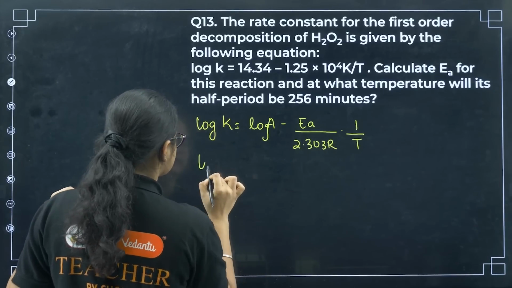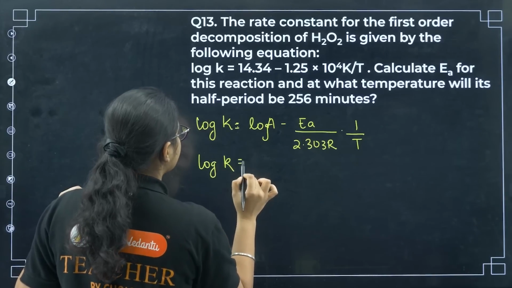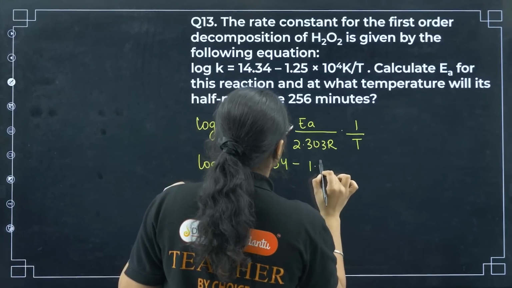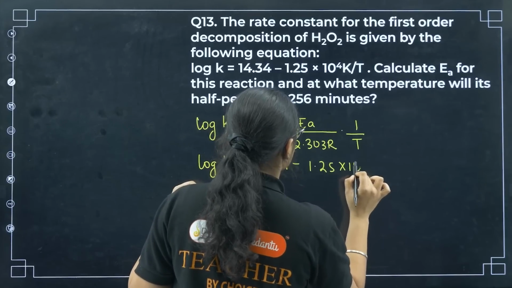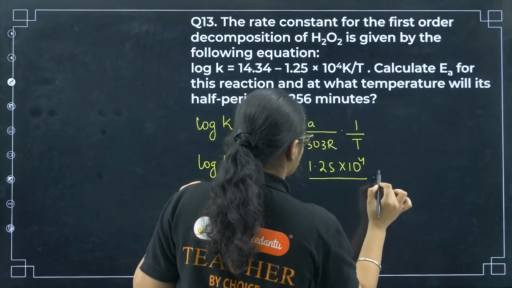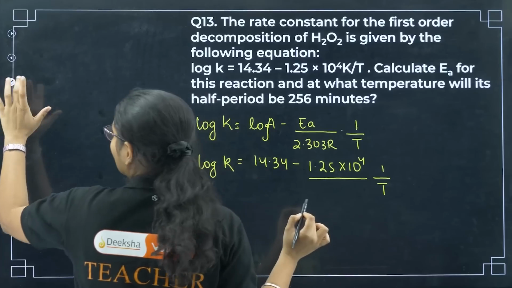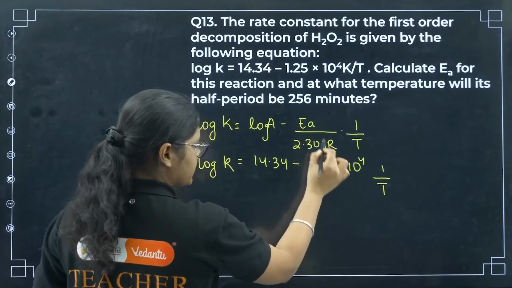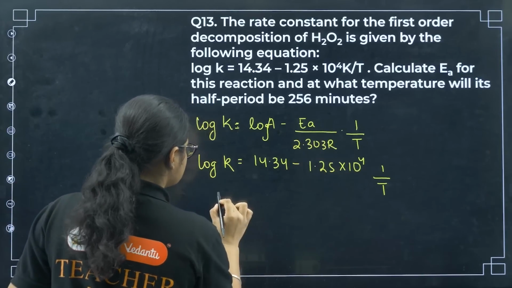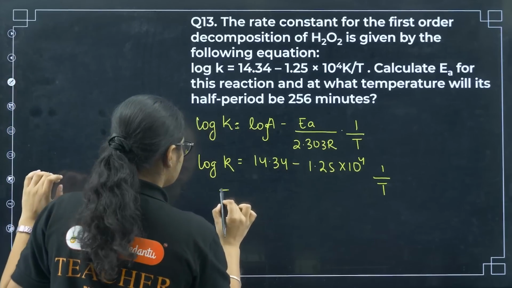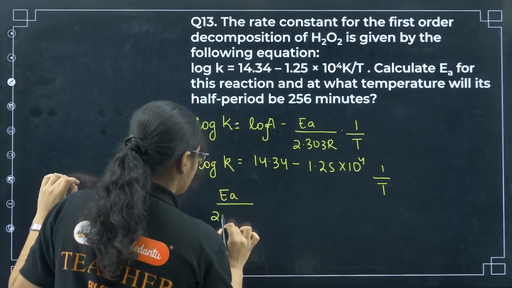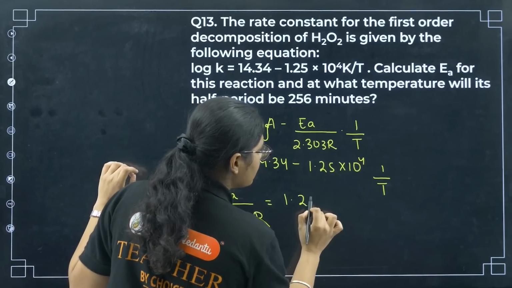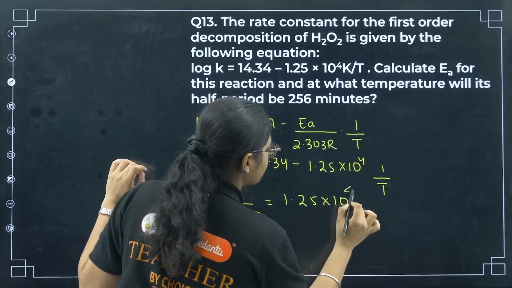Now the equation that is given to us is log k is equal to 14.34 minus 1.25 into 10 to the power of 4 by T. Okay, so what I can do is compare these two equations. You can say this is equal to this one, so I can write here that EA by 2.303 R is equal to 1.25 into 10 to the power of 4.